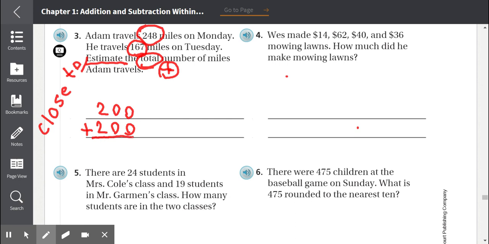So I add these together because it says the total. So 0 plus 0, we start with the ones place. 0 plus 0 is 0. Now the tens place. 0 plus 0 is 0. Now the hundreds place. 2 plus 2 is 4. So about 400 miles.